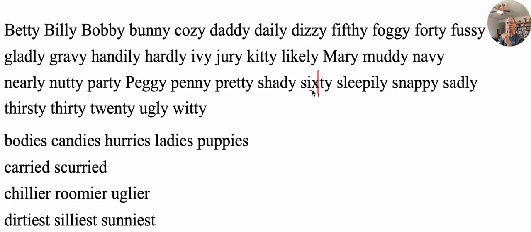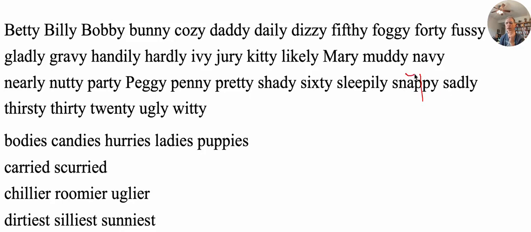Next we have sixty. No doubled consonant, but we do have two consonants. So that X keeps that I short. Next we have sleepily. Three consonants, sleepily, and that I, there's kind of it by itself. It's not accented, so it becomes like a schwa. Next we have snappy. You snap your finger, or a snappy person, somebody that dresses real snappy.